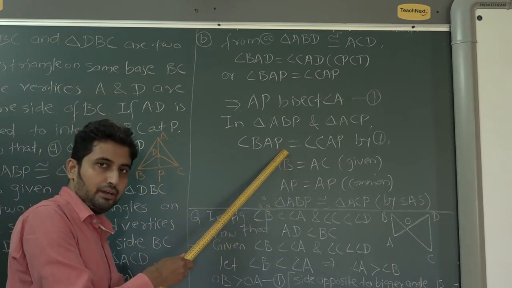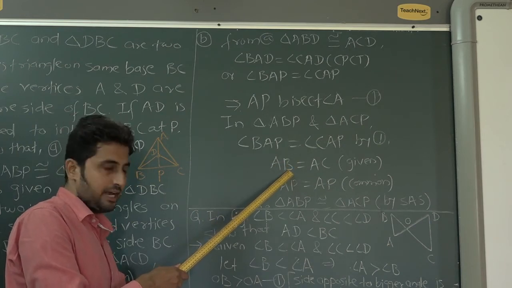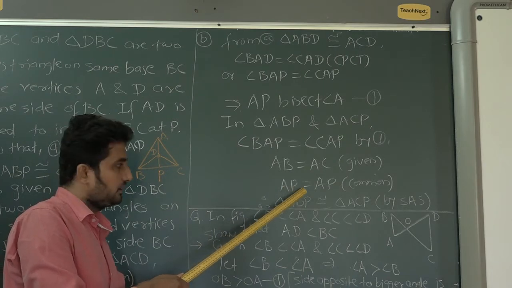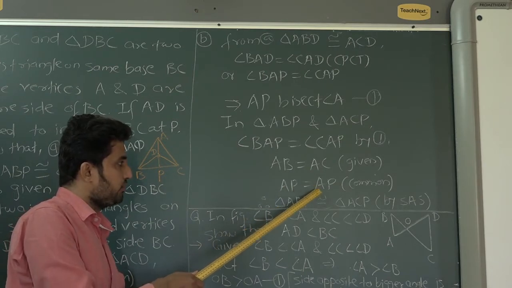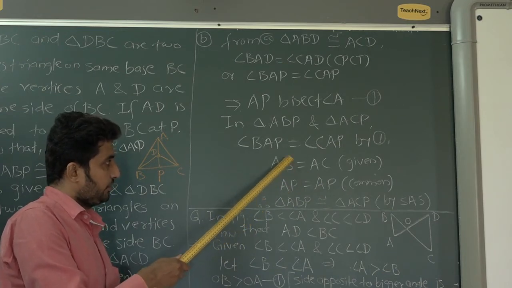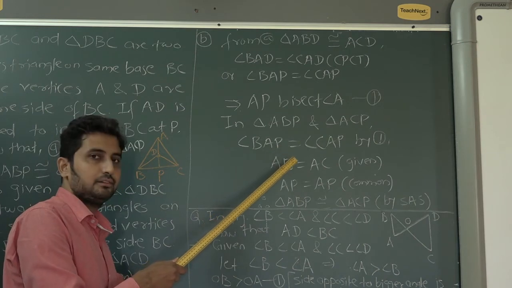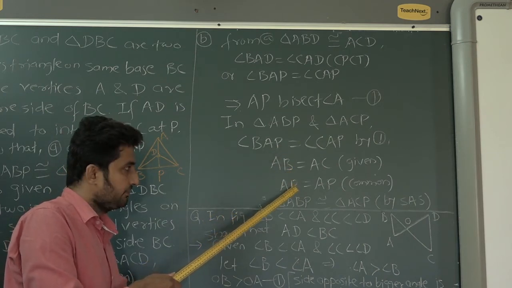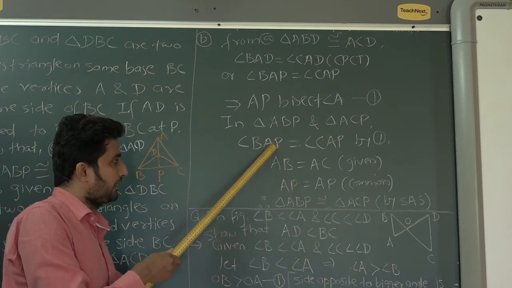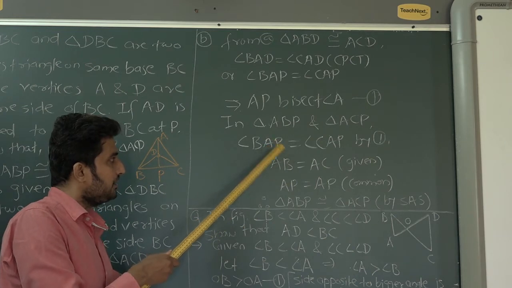Here we are equating the angle A. Here we are equating this side AB equal to AC, and here we are equating again side AP equal to AP. It is the common side. Means what aspect are we equating here? Angle, side. Two sides and one angle. I repeat, side, angle, side.